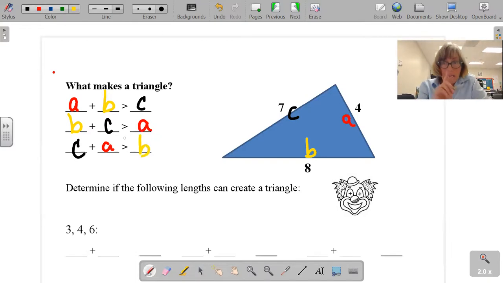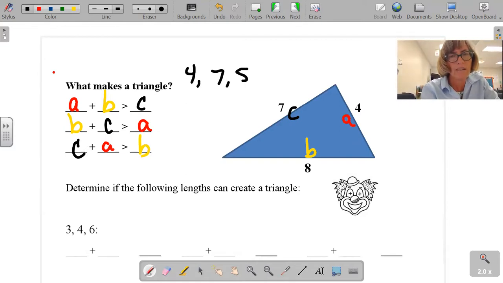So any 2 sides of a triangle have to add up larger, all 3 combos, than the 3rd side. And if that's true, then you know that those lengths made a triangle. So if all I did was give you these lengths, 4, 7, and 8, and I didn't draw it for you, and I asked, how could you know if this would make a triangle? This is what you do.